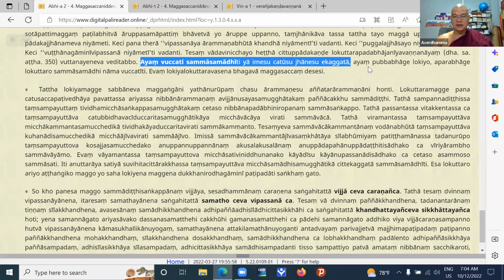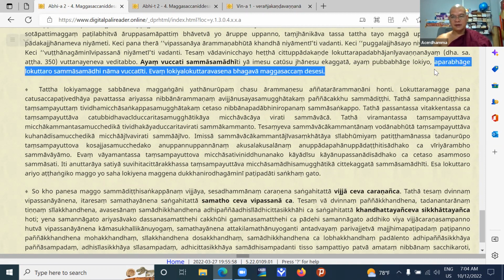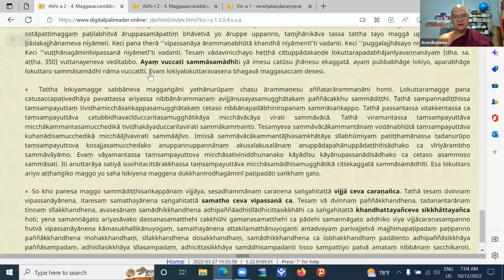Ayam bhavana lokiya, lokiyo. Ayam bhavana, at the prior stage, this samadhi, samasamadhi is lokiya. Aparabhage lokuttara samasamadhi namati, at the moment of attaining magga, that is lokuttara. This is called samasamadhi. Evam lokiya lokuttara vasena Bhagava maggasaccam desesi, the Buddha taught maggasacca as both lokiya and lokuttara. So that's simple.